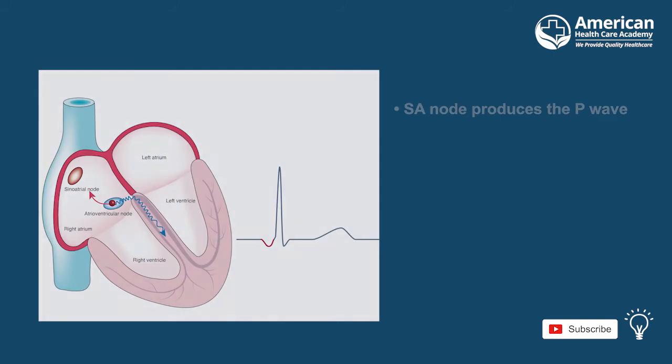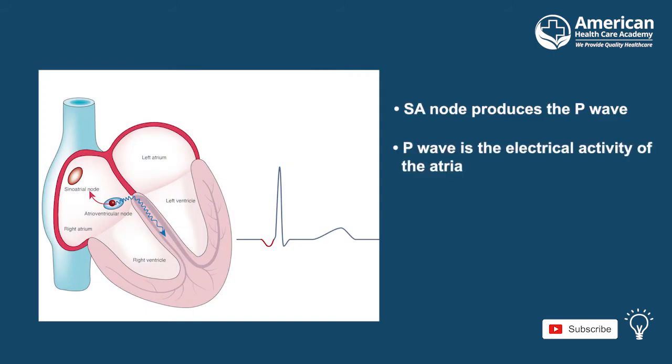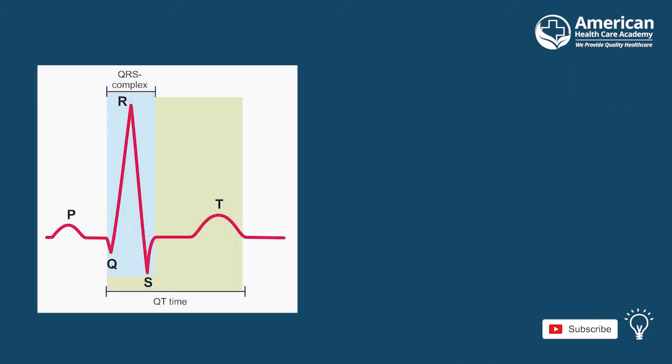The sinoatrial node, the pacemaker of the heart, produces the P wave. The P wave is the electrical activity of the atria, and so when the atrium is stimulated, the impulse is recorded as P wave. As the name suggests, the QRS complex contains Q, R, and S waves. The QRS-T complex shows the electrical activity of the ventricles.